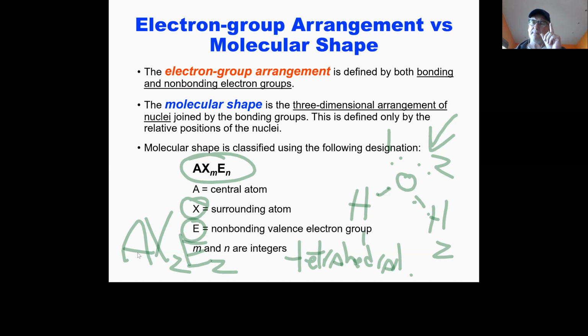But does that mean the molecule is going to be tetrahedral? Is the molecule tetrahedral? No. How come? How come we don't say that? How come we say the molecule isn't tetrahedral? You're right. You're absolutely right. Why don't we say the molecule is tetrahedral as well?